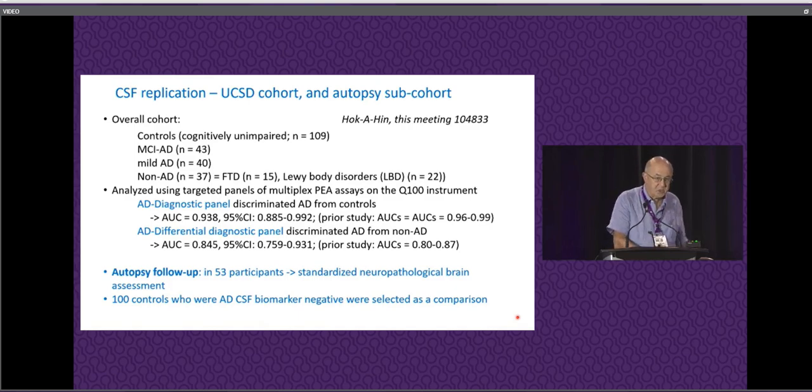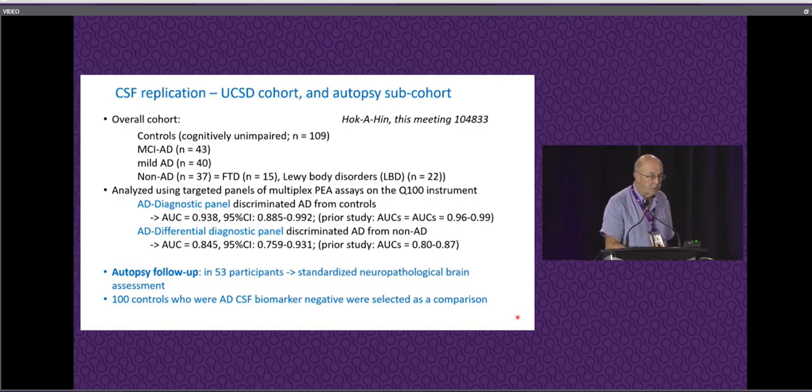Just to summarize the main results, a multiplex set of PEA assays were developed using the panels that I had shown previously, and the diagnostic panel did a good job of discriminating MCI or mild AD from controls with an excellent AUC, fairly similar to the prior study. In the differential diagnostic panel, there was pretty good discrimination of AD versus non-AD.